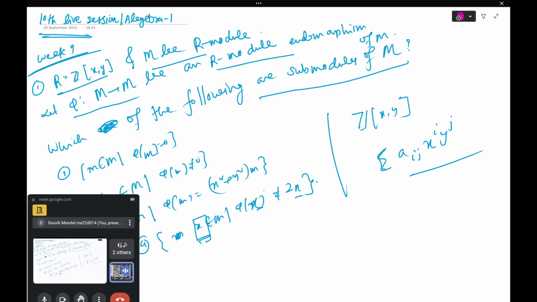What about option one? Is it a model or is it a submodel? Submodel or is it not a submodel?